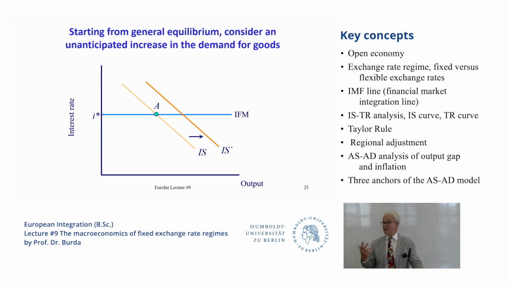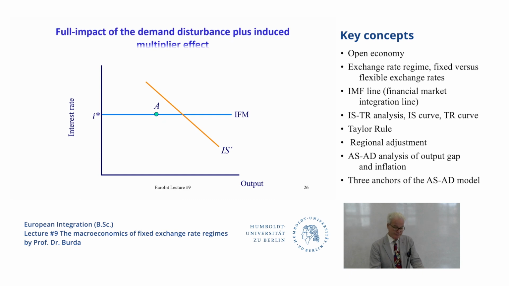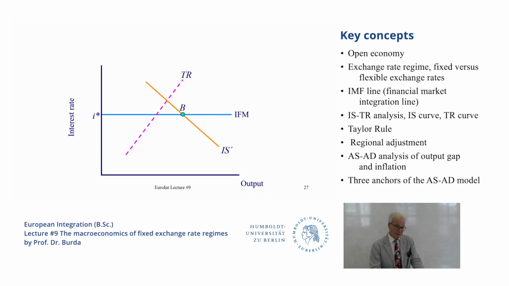So Greece suffered greatly because of the austerity programs of the IMF. And it was like moving the IS in the opposite direction. They got the full blow of these spending cuts, immediate, and it was very painful. Okay? So we have the full effect. And then you say, okay, what about the TR curve? There is no TR curve.